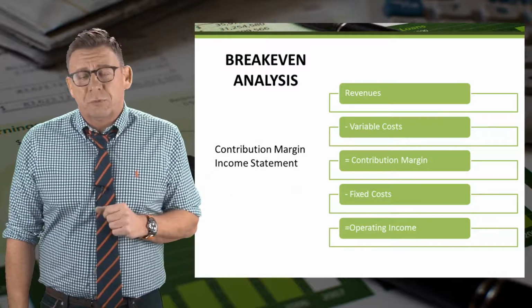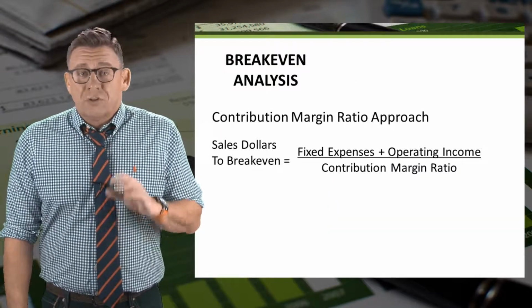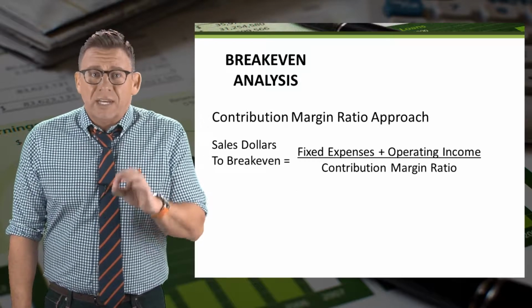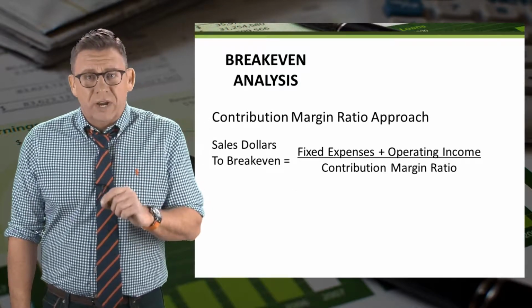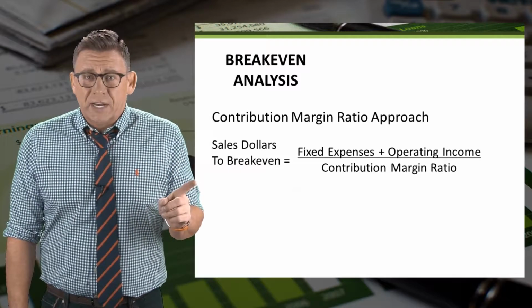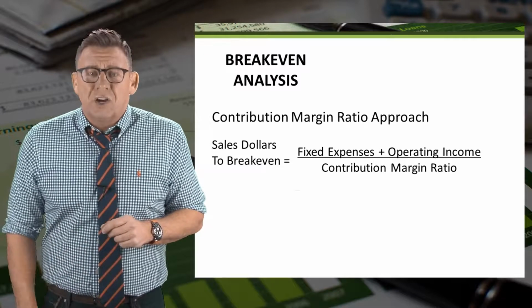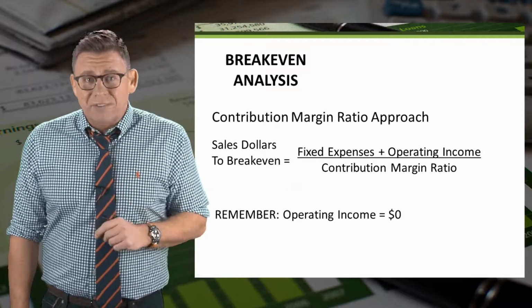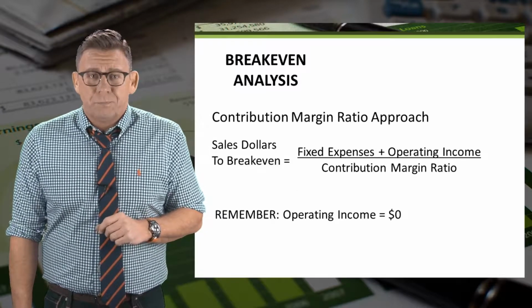Here's an example of a contribution margin income statement. The shortcut formula you will want to remember to calculate the sales dollars to break even is fixed costs plus target income divided by the contribution margin ratio. Remember that to break even means that operating income is zero.